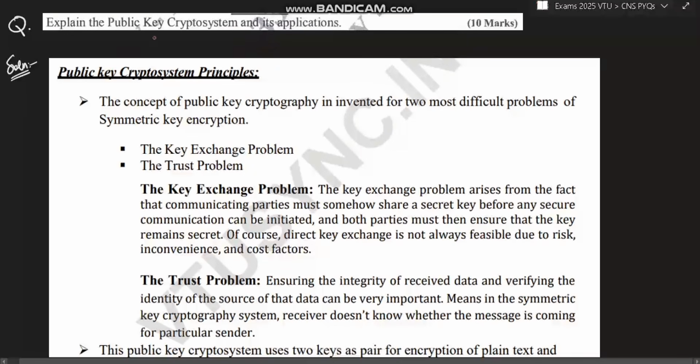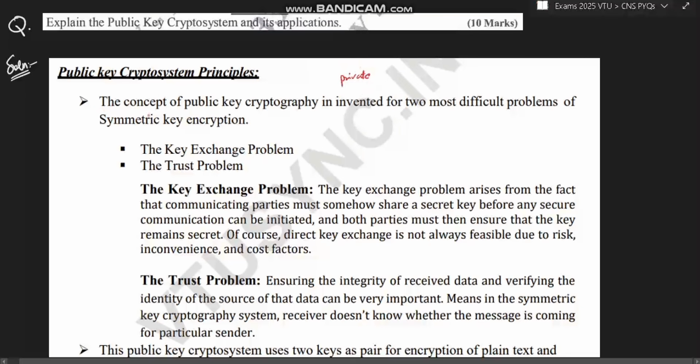Now what is a public key crypto system? In a public key crypto system there is a sender and a receiver, and both of them exchange messages, but there will be two keys: one is the shared key, which is the public key, and one is the private key. We use these two keys to encrypt and decrypt.